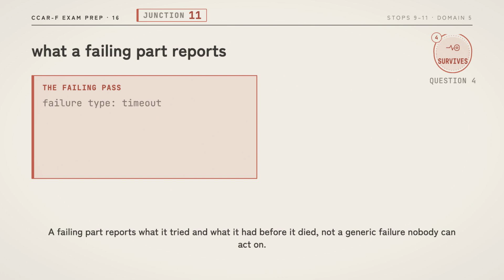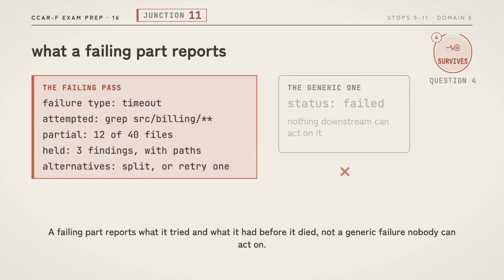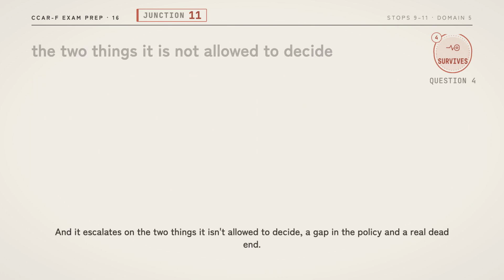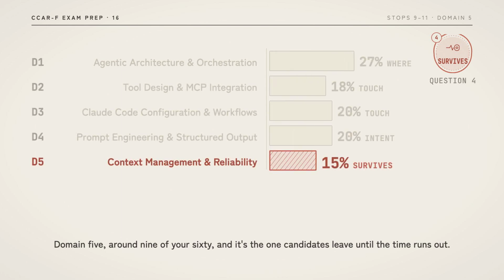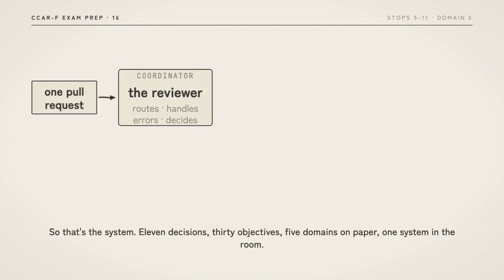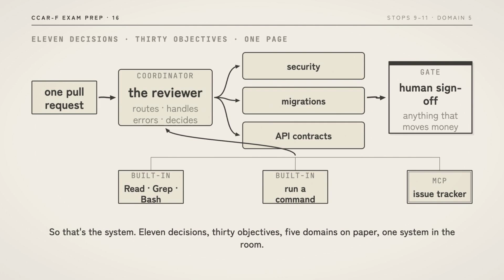A failing part reports what it tried and what it had before it died, not a generic failure nobody can act on. And it escalates on the two things it isn't allowed to decide, a gap in the policy and a real dead end. Domain 5 around 9 of your 60, and it's the one candidates leave until the time runs out. So that's the system, 11 decisions, 30 objectives, 5 domains on paper, 1 system in the room.